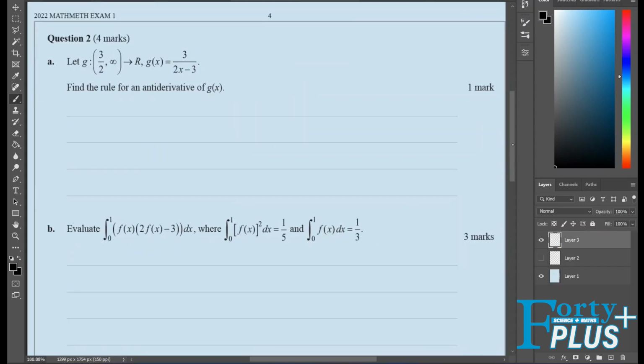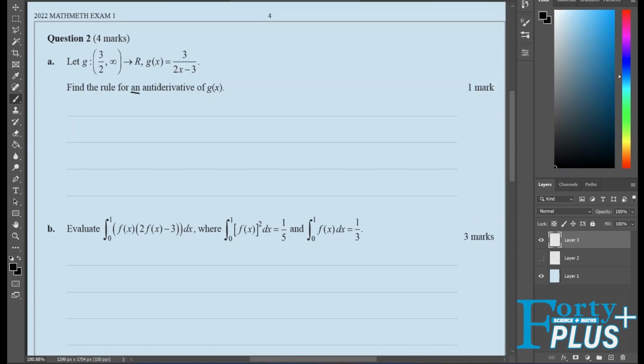So question 2 is asking us to find the rule for an antiderivative of g(x). It's important to recognize when they ask for an antiderivative, it basically means that you do not actually need to add the constant. They're just asking for a single version of the antiderivative. So you could put plus c, you could put plus 10, you could put plus a million, it doesn't really matter. Or you could just leave it as plus 0 and not have to include a constant at all.